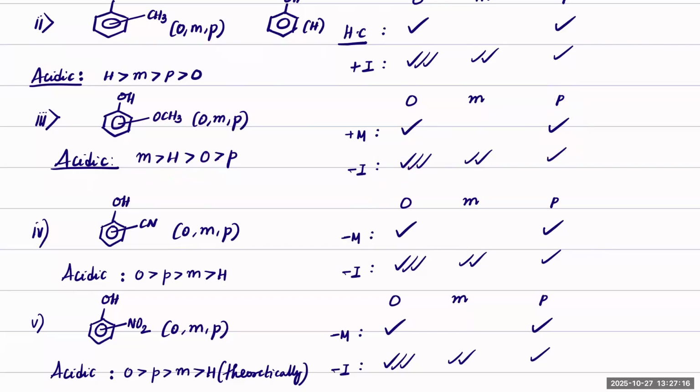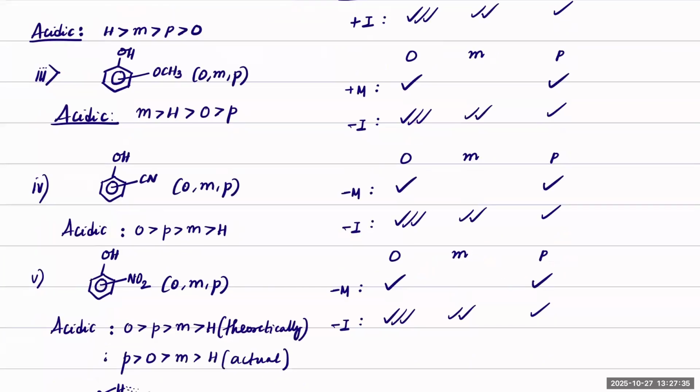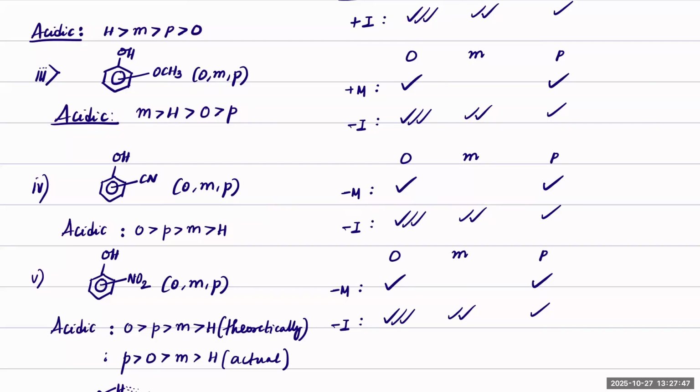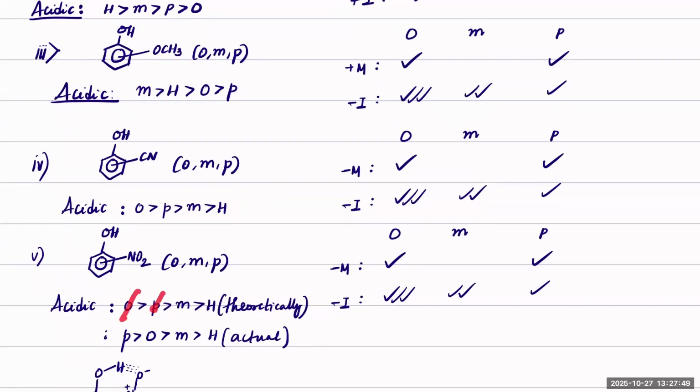While cyanide is a strongly withdrawing group. It is withdrawing by minus M, it is withdrawing by minus I. On meta position, you will not apply any minus M effect, but minus I effect is applied on ortho, meta, and para. It decreases from ortho towards para. Putting these effects together, you will see ortho has most withdrawing group, then para, then meta, then hydrogen. So you can notice this is the order. So fifth one, theoretically it should be ortho, para, meta, and hydrogen.